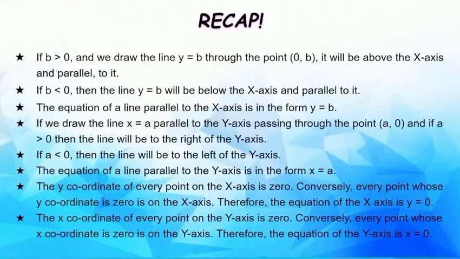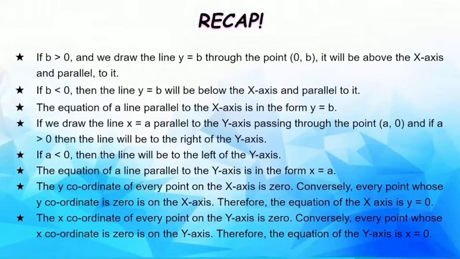If we draw a line x equals to a parallel to y-axis passing through the point a, 0, and if a is greater than 0, then the line will be to the right of the y-axis. If a is less than 0, then the line will be to the left of y-axis. The equation of the line parallel to y-axis is of the form x equals to a.